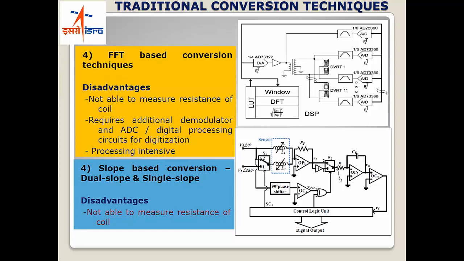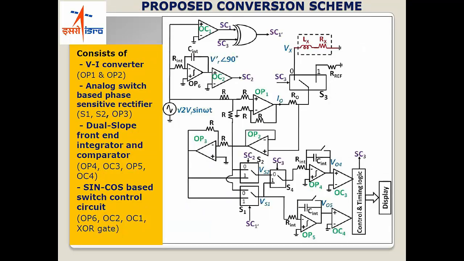There are dual slope and single slope based conversion techniques also, which have been reported earlier in IEEE journals, but these also require a lot. Of course, this is a pure hardware based circuit and it gives a digital output, but it does not have the capability to measure the resistance of the coil. So the objective here is to measure both L and R using a hardware circuit alone, with the final output digital.